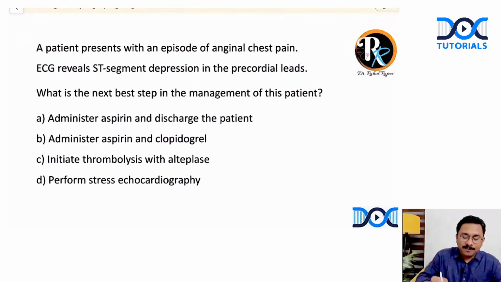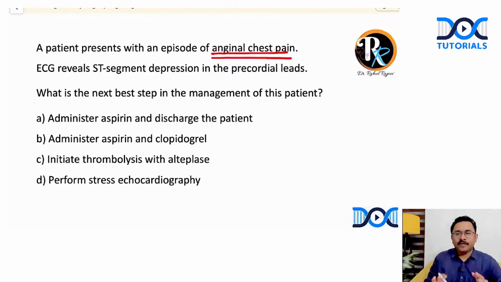Patient presents with an episode of anginal chest pain. So again, let me tell you the topic of ischemic heart disease, very important for FMG exam, especially the management part. If you have difficulty in understanding the long videos, please go through the revision videos at least in the app to understand about the management. All these MI management I've summarized into small short videos, so you can go through that. So ECG reveals ST segment depression in the precordial leads. What is the next best step?